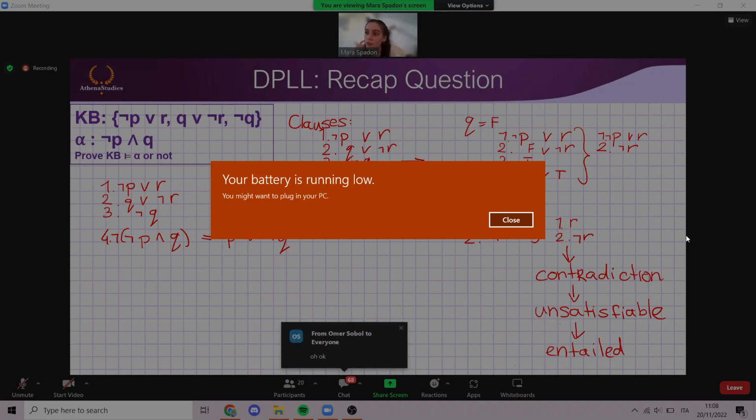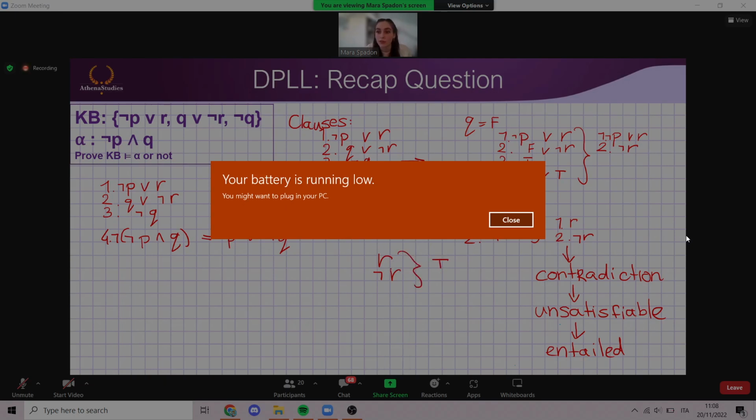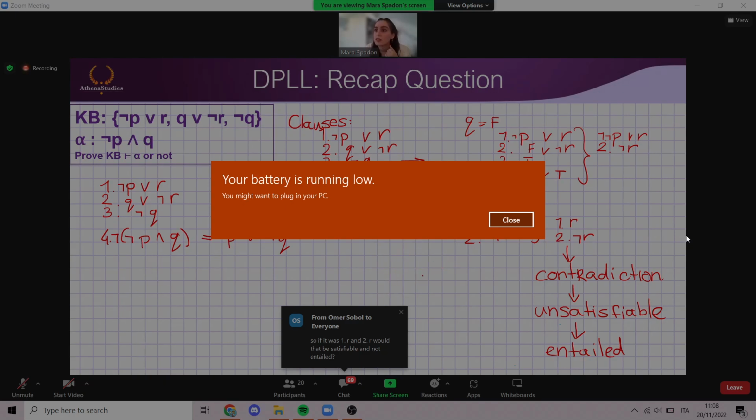How do you draw that conclusion? I don't understand how to interpret the results with R. Exactly. So we have R and not R, and there's no way we can yield true out of this, because if we set R to true, then one of them is false. If we set R to false, then one of them is still false. So there's a contradiction, right? We can never get a true value. So if it was R and R, it would be satisfiable and not entailed. Exactly. Yes, I think you get it.